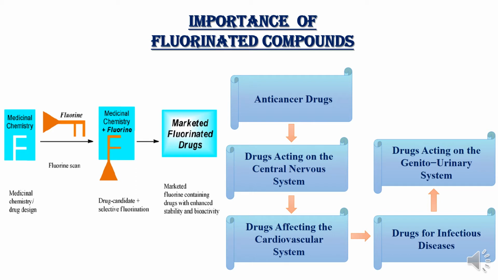They have various effects, and have been widely used as anti-cancer drugs, as drugs that act on the central nervous system, or drugs that affect the cardiovascular system. Furthermore, the fluorinated drugs have been used for infectious disease as well as for the genitourinary system. So the fluorinated compounds have gained various importance in medicinal chemistry, as well as in other fields of life.